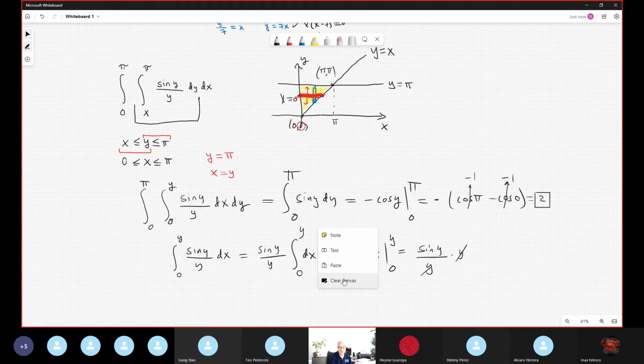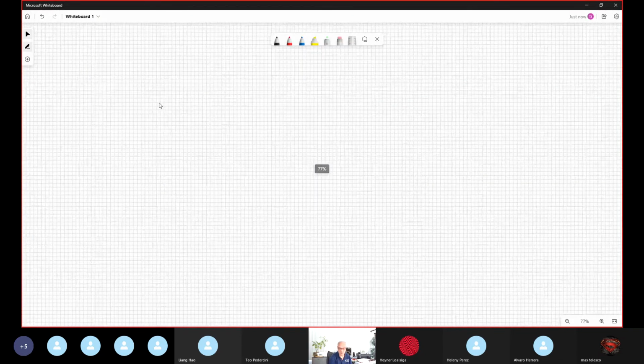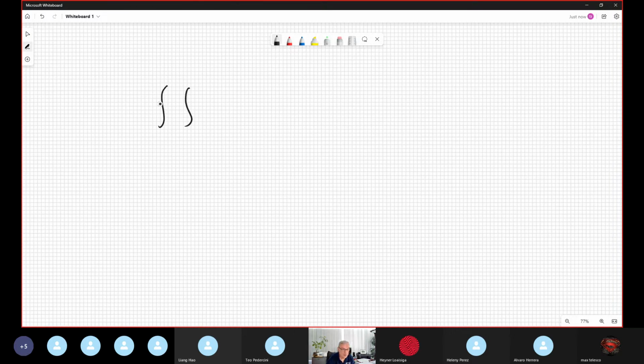One more, and that's it. Double integral. I promise we are doing 1,000 double integrals throughout the course. Okay, one more example. Double integral from 0 to 1 and 3y to 3. And the integrand is e to the x squared dx dy. Okay, compute that. Okay, let's do it.